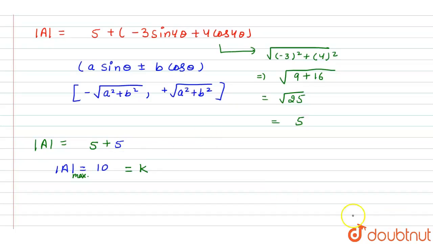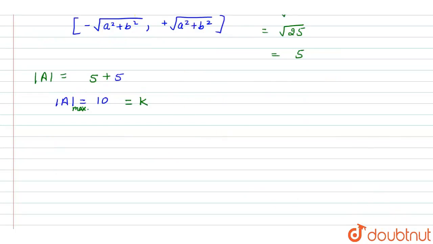Now we have to find the value of (K − 3)². Putting K equal to 10, we get (10 − 3)², which is 7², and the value of 7² is equal to 49. This is the final answer.